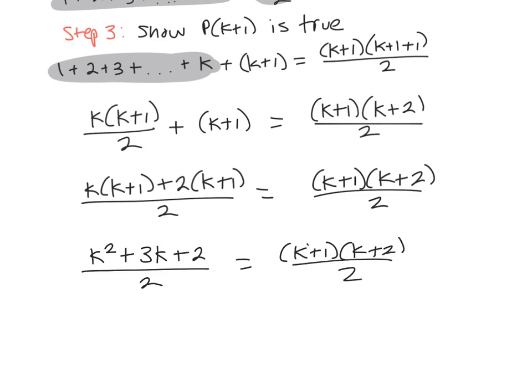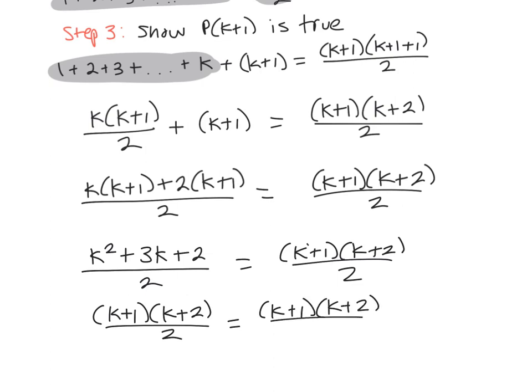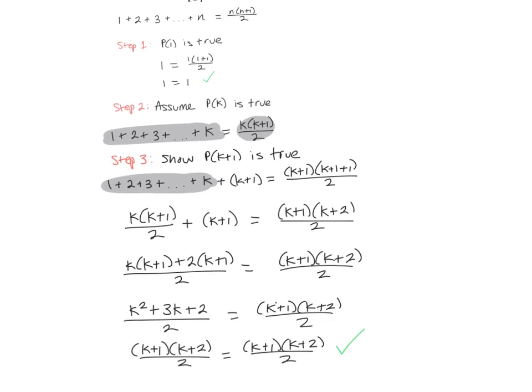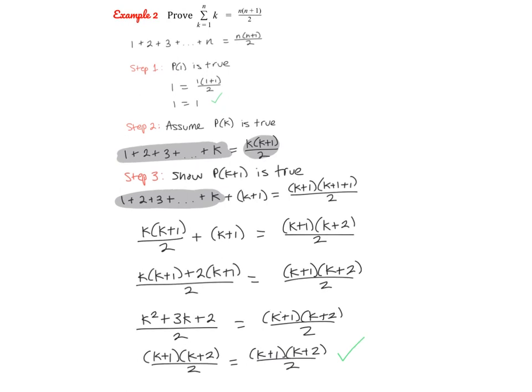And then last, we can see this is factorable. (k plus 1) times (k plus 2) over 2 equals (k plus 1) times (k plus 2) over 2. So we've just shown that P of k plus 1 is true based on the assumption that P of k is true. So since we've done all 3 steps in our mathematical induction process, we have proved that this formula is valid.